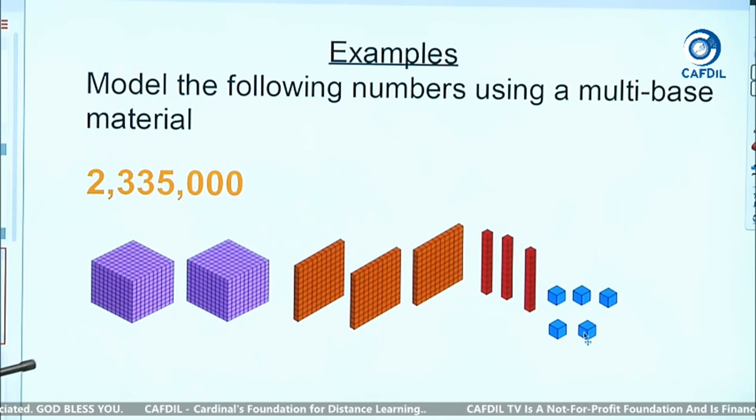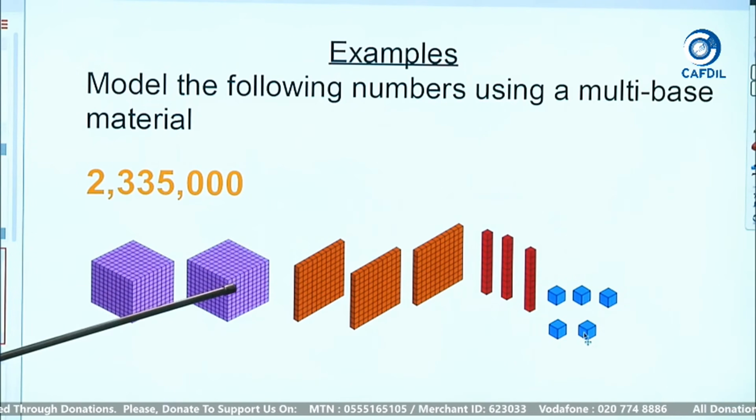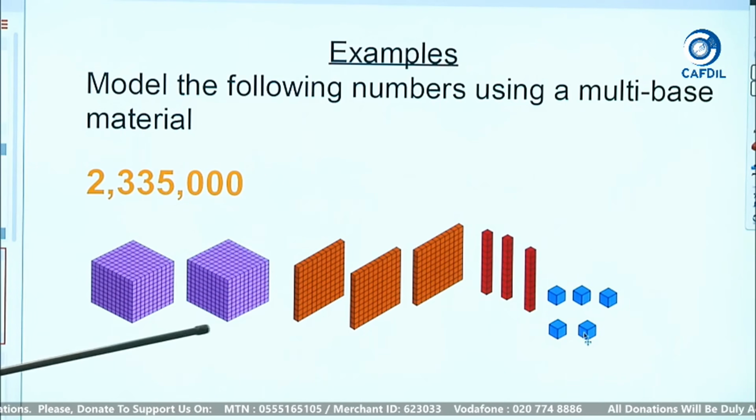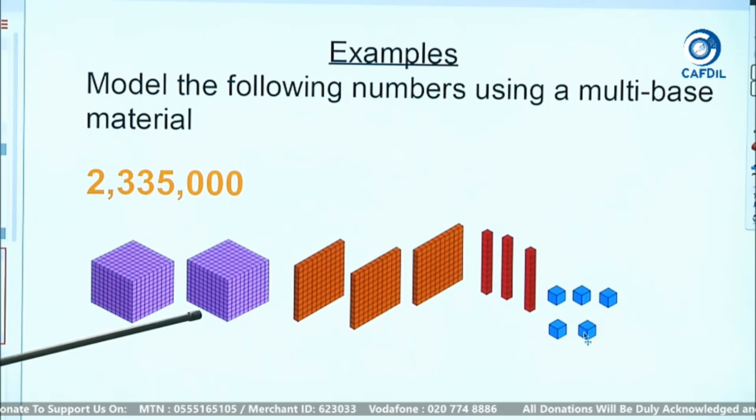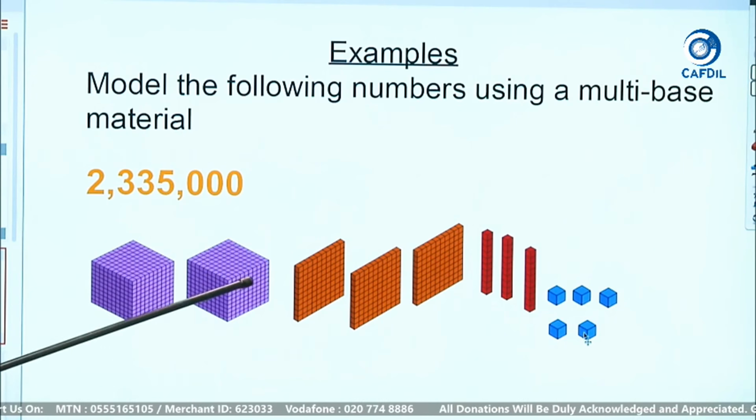And with the 2 million, if we expand it, you see that we will have 2 million plus 300,000 plus 30,000 plus 5,000. So the 2 million, we want to model it. One of the block is 1 million. So the 2, it means we will need 2. So we have our 2 blocks here. Okay, now let's move to the next one.